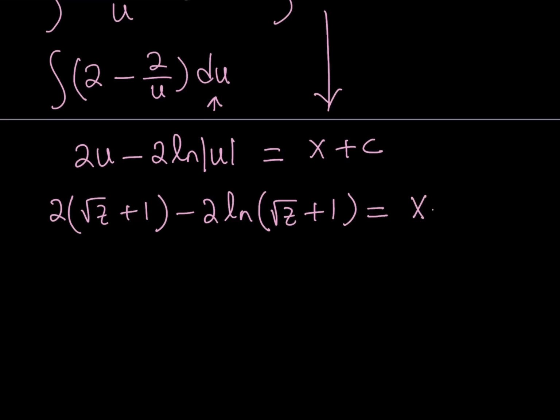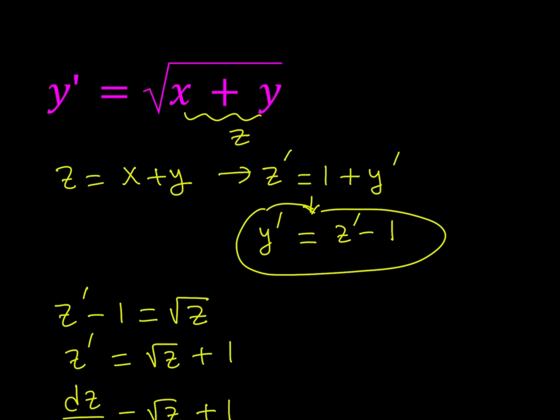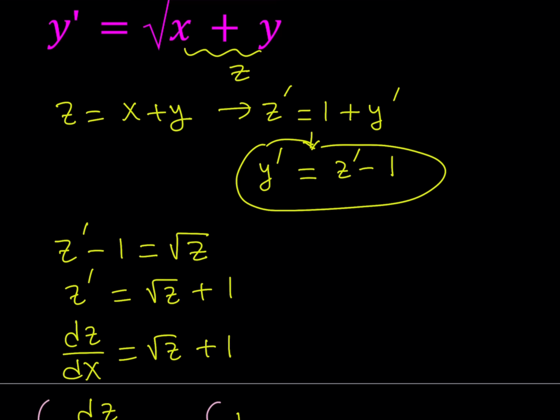And this is going to equal x plus c. But notice that we were not trying to solve for z. We were trying to solve for y. So we have to back substitute one more time. And remember, our initial assumption was that z equals x plus y. So I can basically replace z with x plus y now.